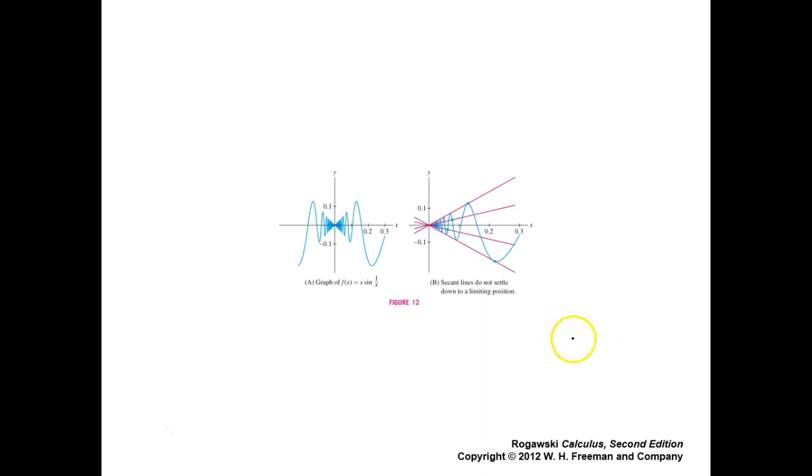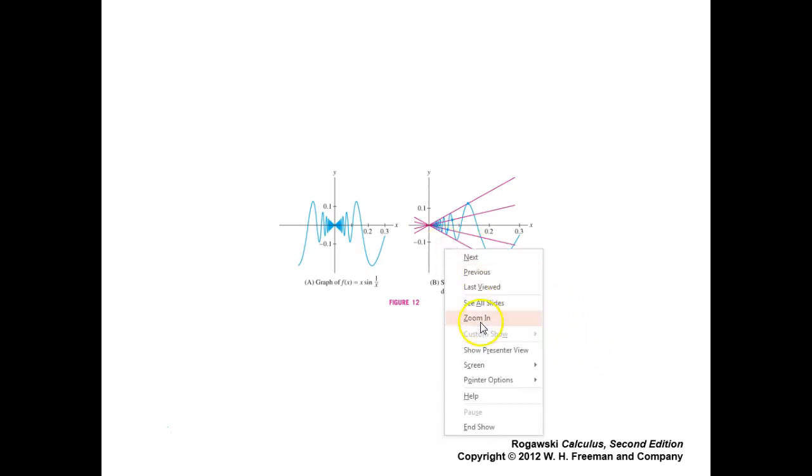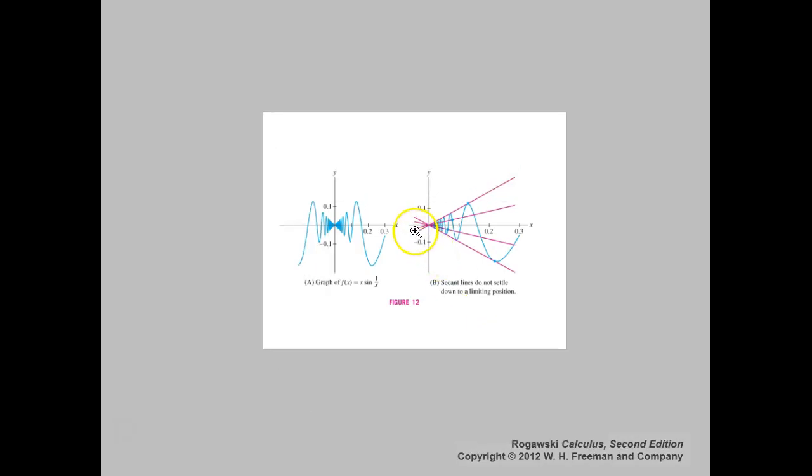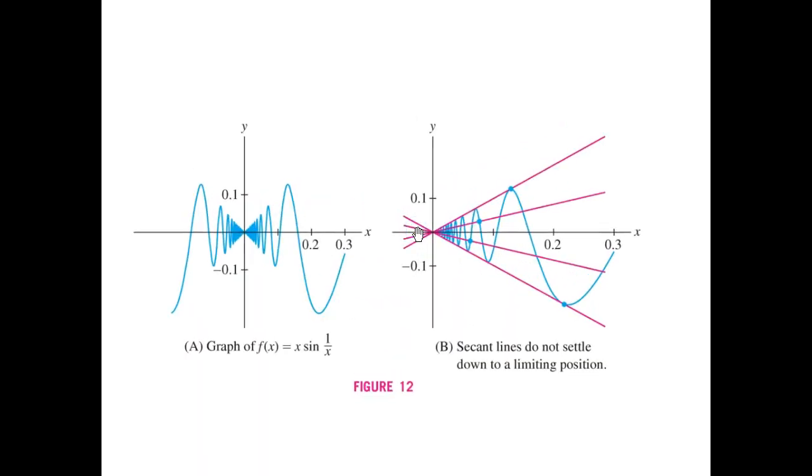Here's the graph we're talking about. The graph of f of x is x times sine 1 over x. Okay? Now, what gives it away that this is not going to be a differentiable function? This is not defined at x equals 0. Any other x, yeah, that's perfectly fine. But that's not defined at x equals 0.